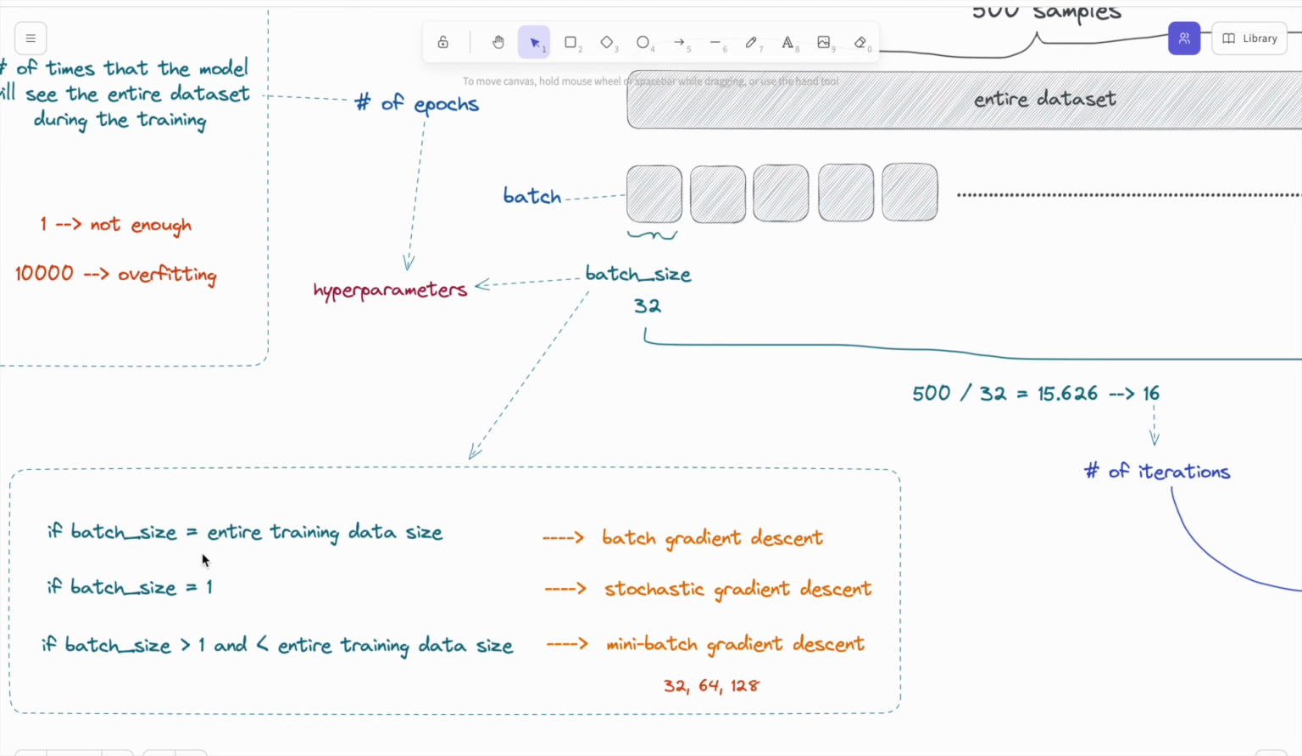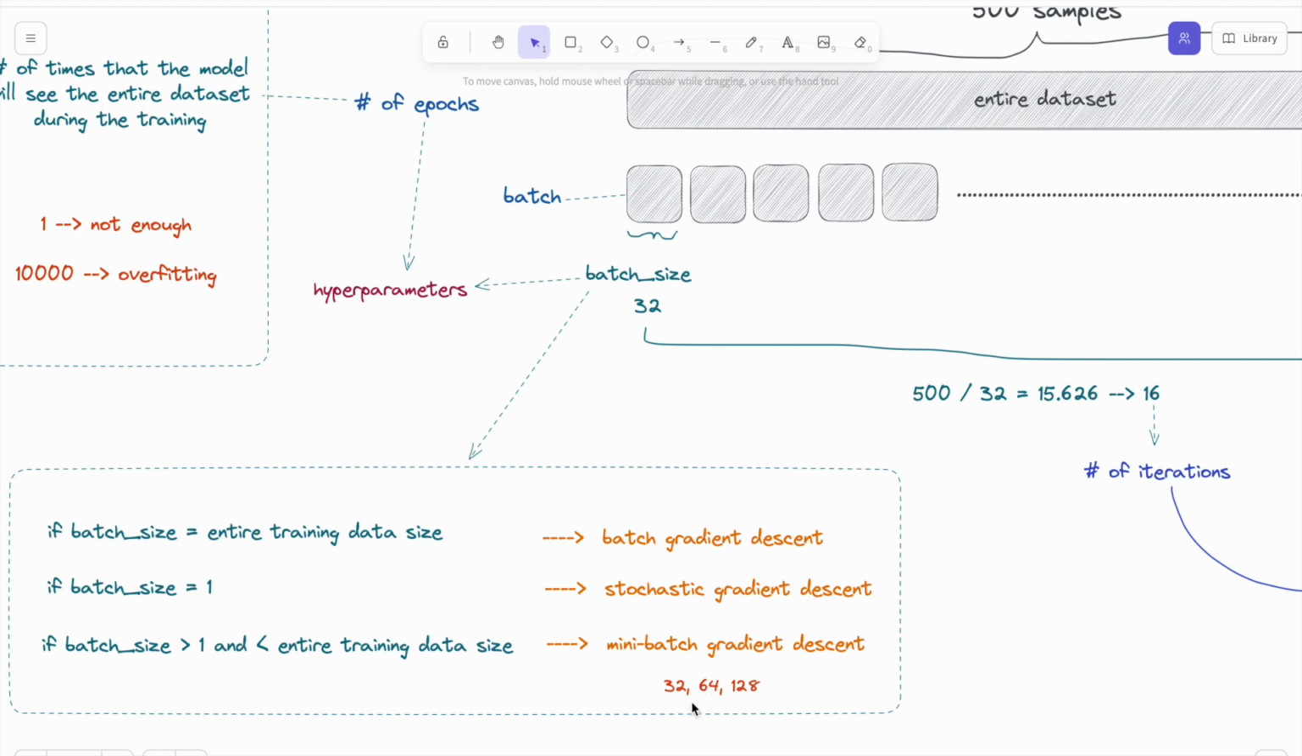And if the batch size equals the entire training data size, in this case, if we give the batch size as 500, we will call it batch gradient descent. But if the batch size equals 1, then it will be stochastic gradient descent. And if the batch size is bigger than 1 but less than the entire training data size, then we will call it mini batch gradient descent. And usually mini batch gradient descent performs better than others.